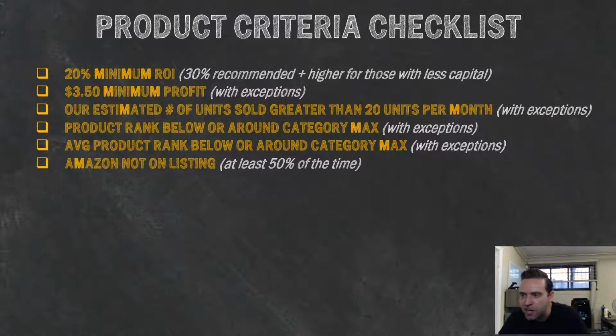Next, Amazon should not be on these listings. In parentheses, Amazon should not be on the listing at least 50% of the time. If you're doing that keeper research and Amazon is on the listing 60% of the time, 70% of the time, 80, 90% of the time, you should probably pass.